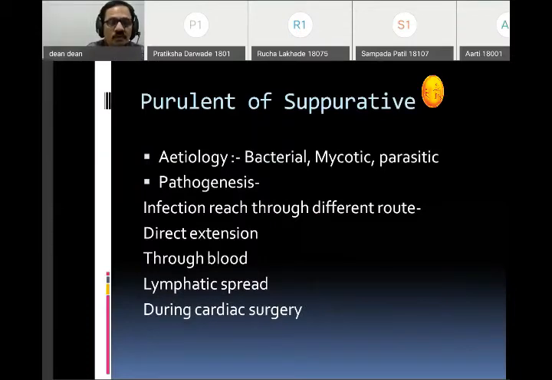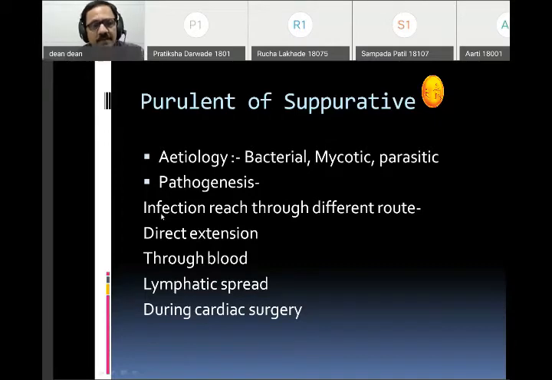Now we will switch over to the third variant, which is called purulent or suppurative type of pericarditis. The name itself indicates that it is forming pus. So pus is formed. That's why the most common etiological factor is bacteria. The commonest bacterium causing this is Staphylococcus aureus. Along with that, some fungal infections and some parasitic infections will also lead to formation of purulent type of pericarditis. So what is the pathogenesis?